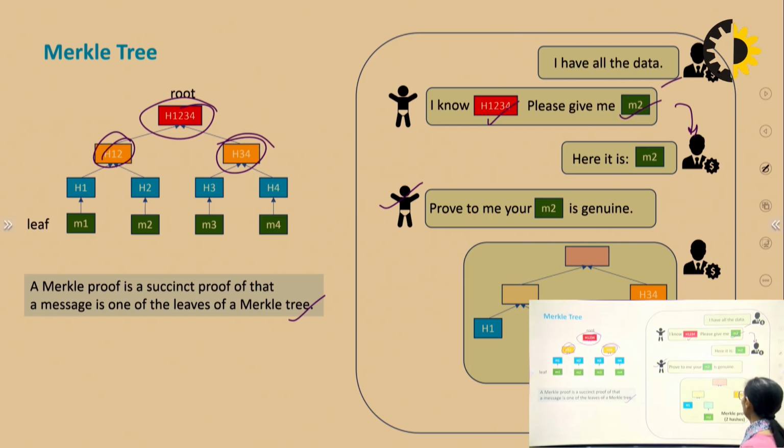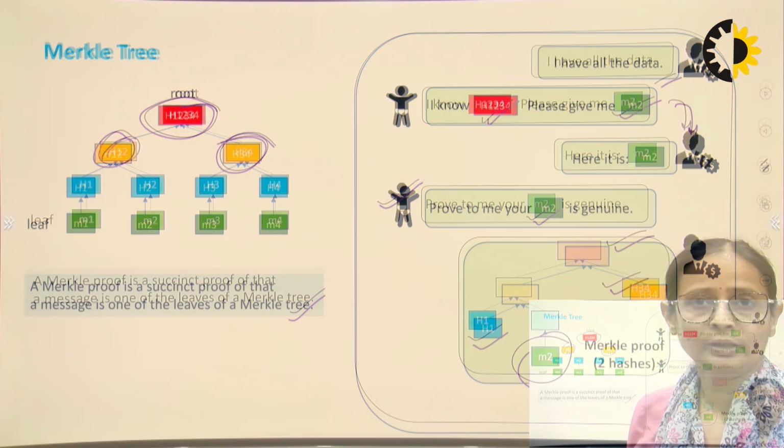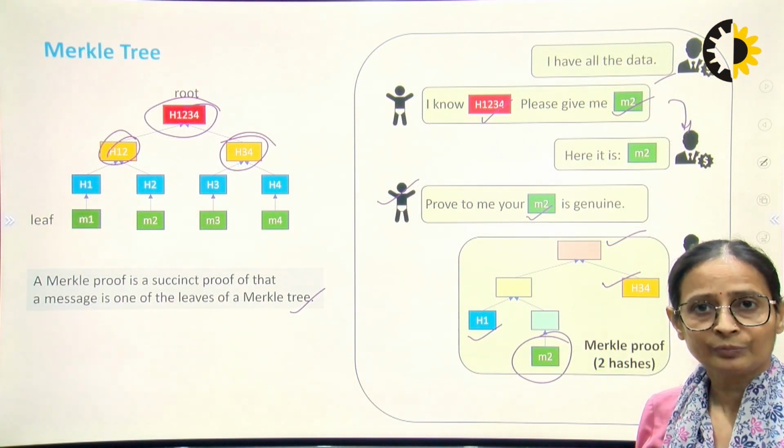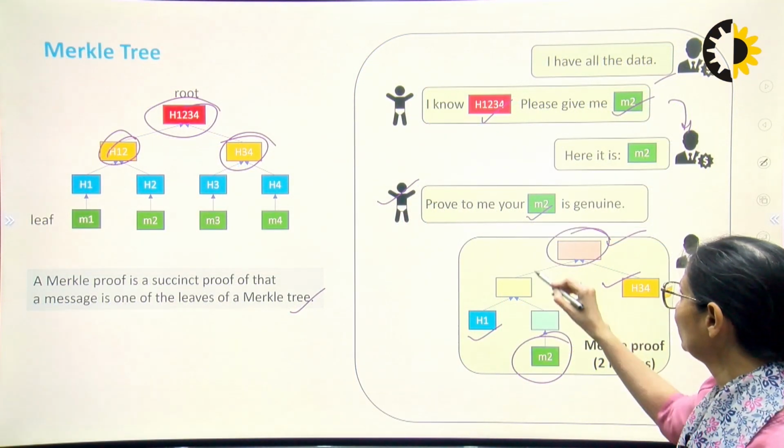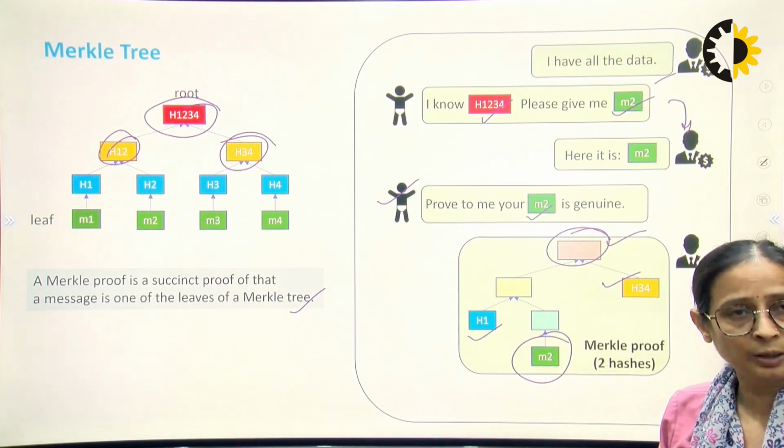So now what will happen? How will I verify that M2 is genuine? I will provide the M2 value and I will provide some Merkle proof. Now this Merkle proof, for instance, is these two hash values which I got over here. With this Merkle proof, I will try to find out the Merkle root. Now this Merkle root is already stored in a block, so this value is also available, and we will use that value to compare.